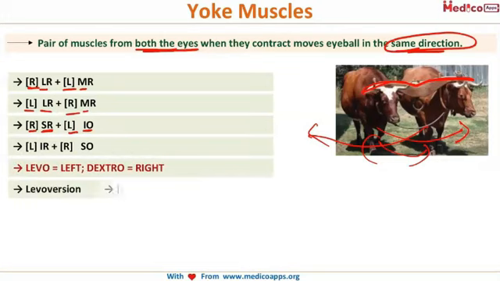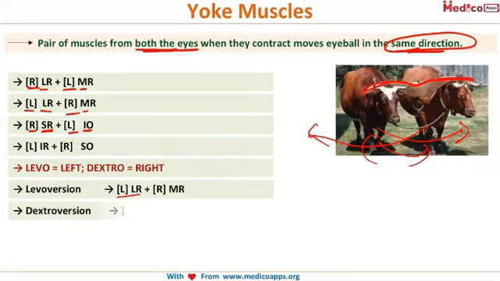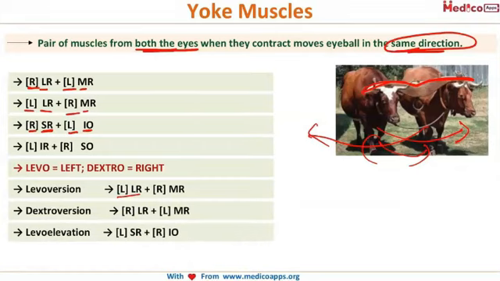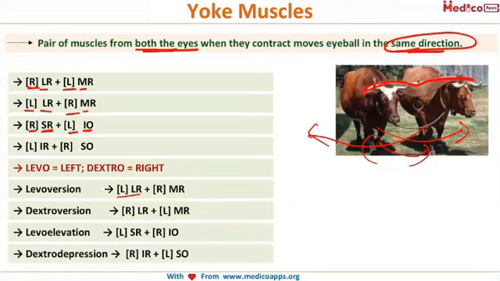Now, levo means left, dextro means right. We know that. So levoversion is caused by left lateral rectus and right medial rectus. Dextroversion is caused by right lateral rectus and left medial rectus. Levo elevation is caused by left superior rectus and right inferior oblique, and dextro depression is caused by right inferior rectus and left superior oblique. Okay, it's very easy to remember. Once you go through it twice or thrice, you will be easily able to memorize all of these.